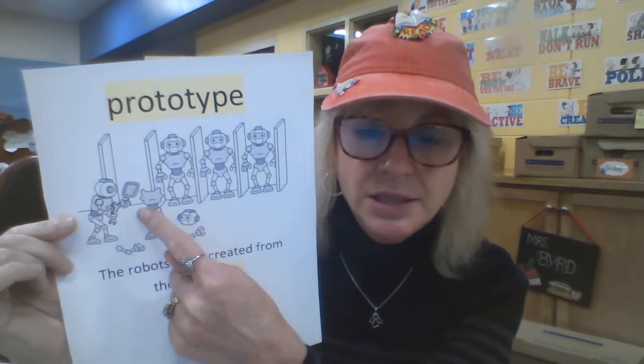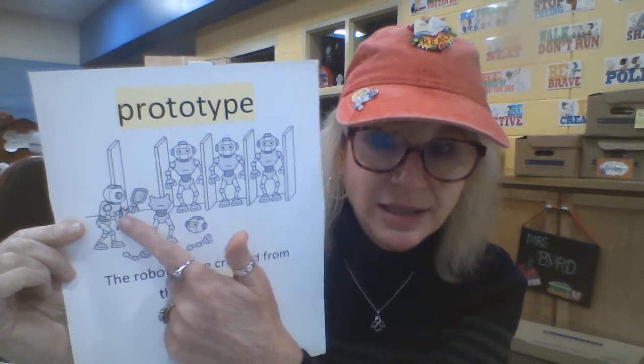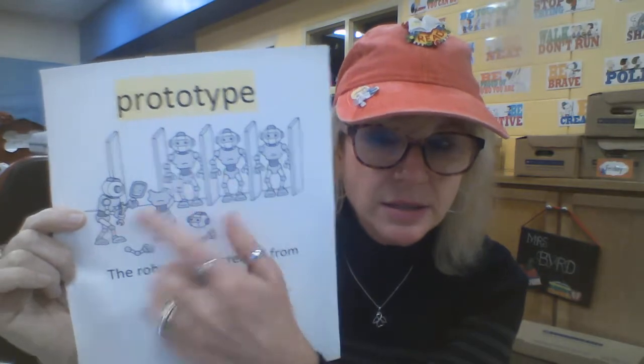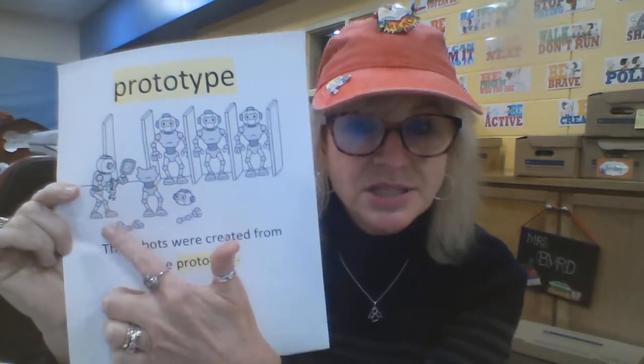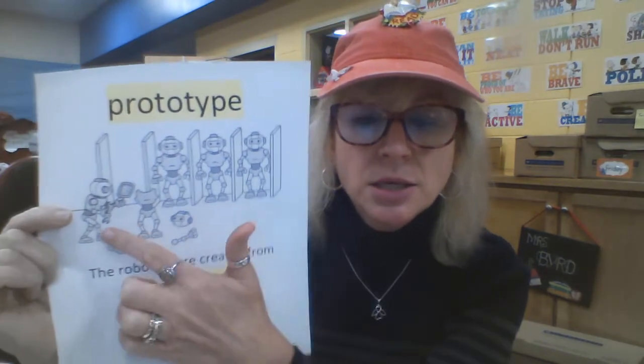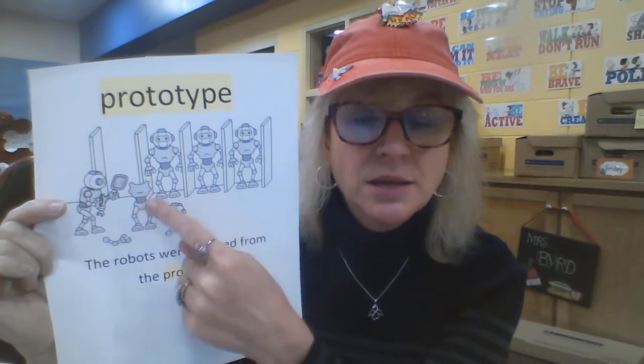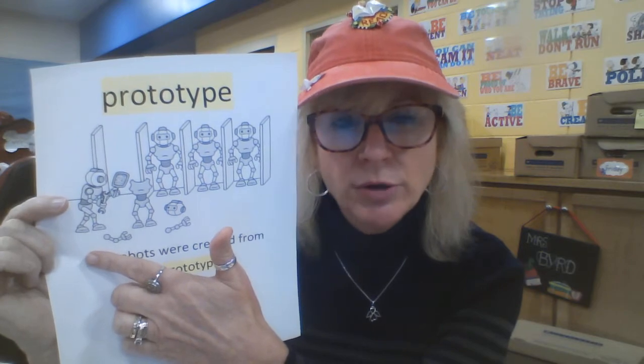It looks like, to me, this guy, okay, and he looks like a mirror. And so he must be the prototype. So he's the original. The robots were created from the prototype, is my sentence. He's the prototype. These guys were the descendants. These are the byproducts. These are not the original. This is the original. This is the model. This is the prototype. Okay? You getting an idea now of what prototype means?